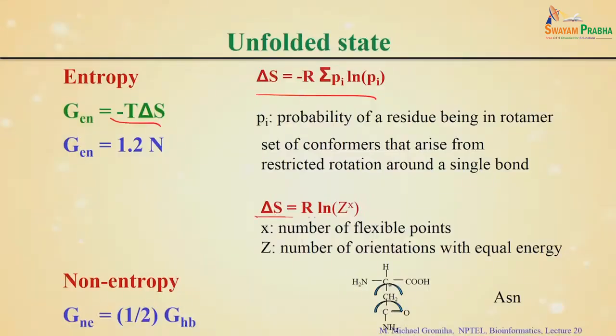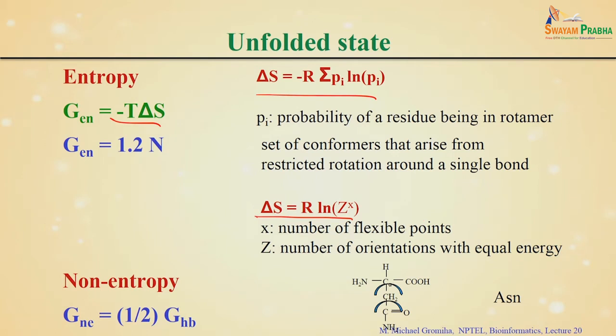Or you can use this equation: delta S equals R times the logarithm of z power x, where x is the number of flexible points where we can rotate, and z is the number of orientations at equal energy, the places where you can have the orientations. Using these equations, you can calculate T delta S. This is due to entropy.